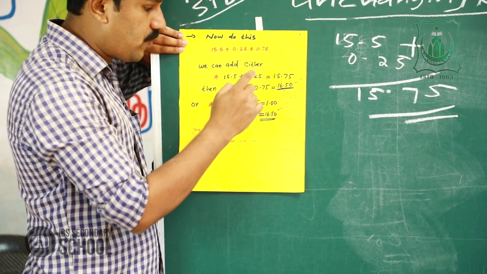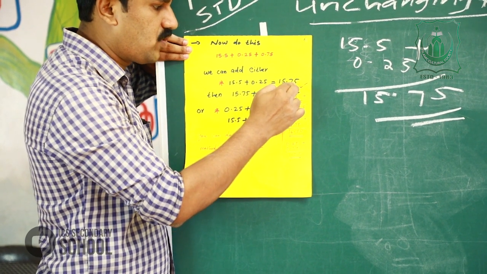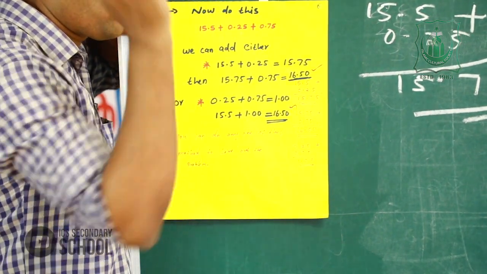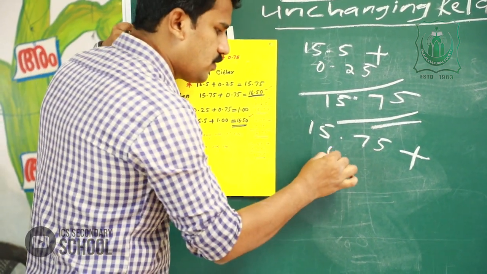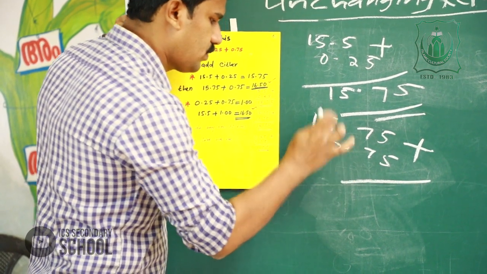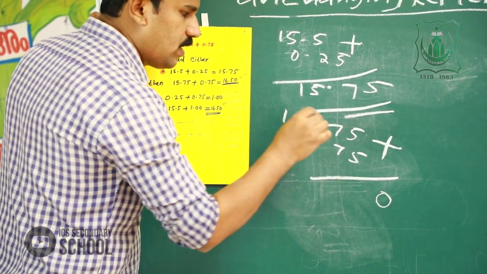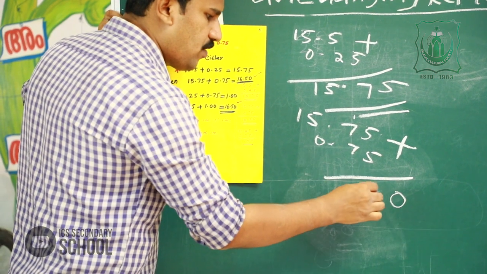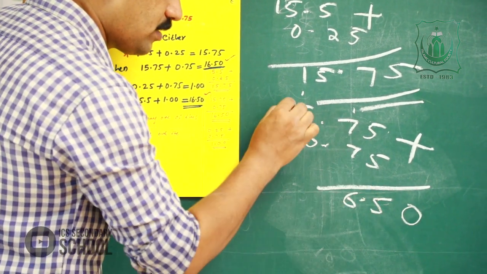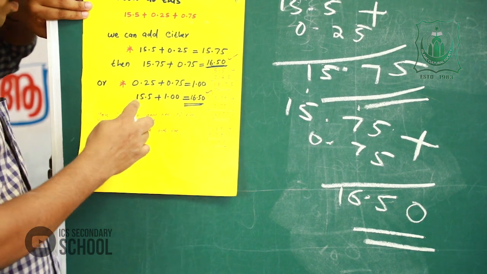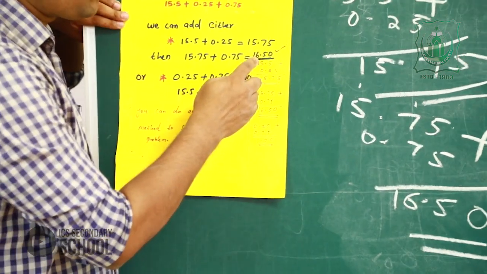Then this 15.75 is added to the last number, that is 0.75. 15.75 plus 0.75. 5 plus 5, 10, 0, remaining 1. 7 plus 1, 8. 8 plus 7, 15, remaining 1. 5 plus 1, 6. So 15.75 plus 0.75, answer 16.50.